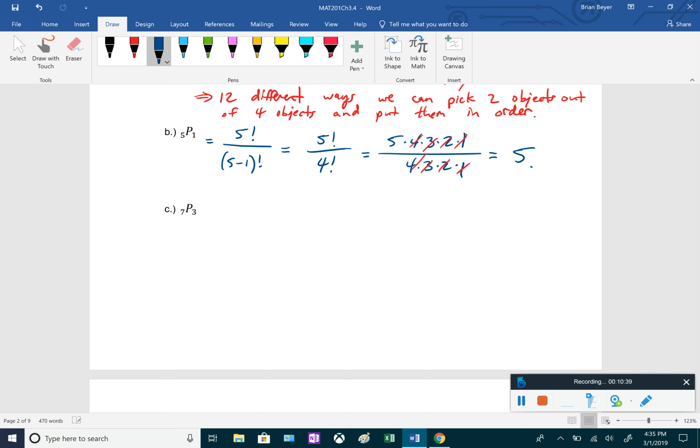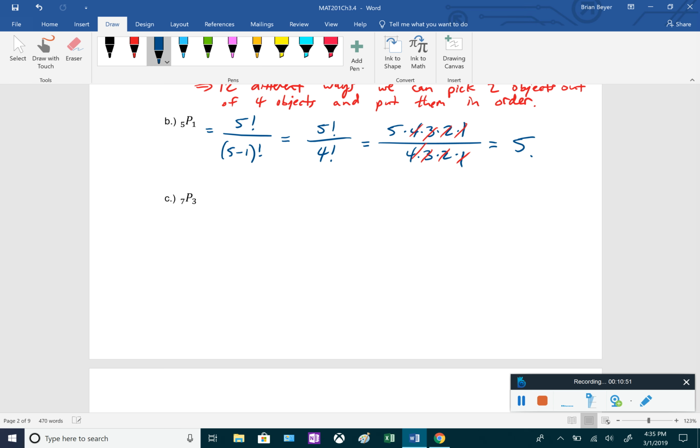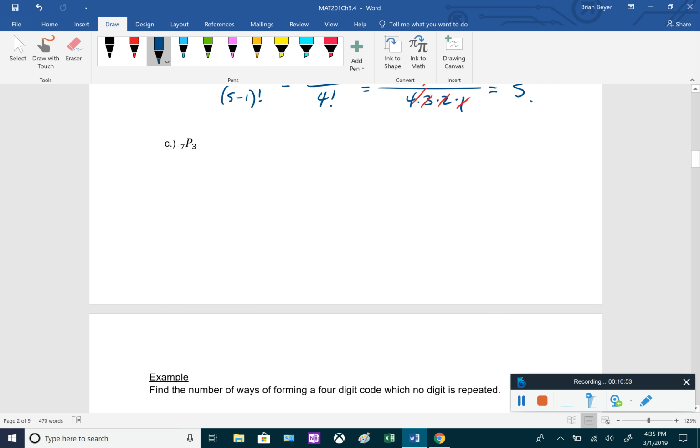There's only one way to put one thing in order because it's just one thing. So all this means is, one at a time, we're picking one object out of the 5. So there's just 5 different objects to pick, essentially. Okay, so let's do this last one here, and then we'll move on to a word problem example.